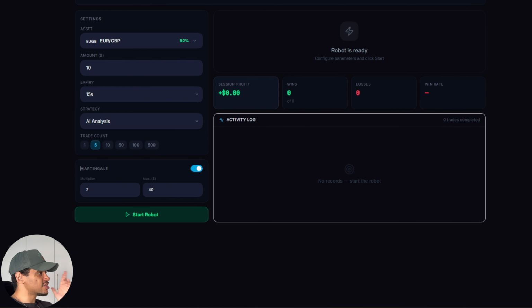But now let's change the settings a little bit. We're still gonna go on Euro, Great Britain Pound, but change the amount to $20. We have expiry 15, and we're still going to use AI analysis, 5 trade count, multiplier 2, but let's take the max amount to 80. This is super risky, but I believe that we will be able to pull through. But remember, you want to place 1 to 3% per trade of your entire balance. This is extremely important, and this is gonna give you a bigger chance of winning.